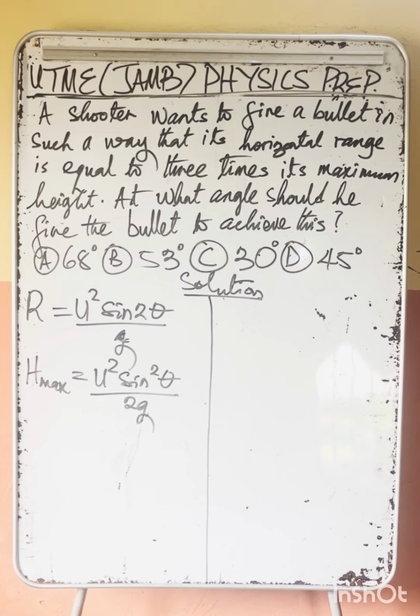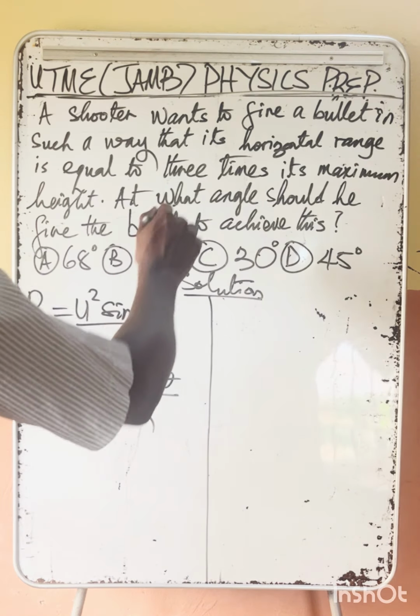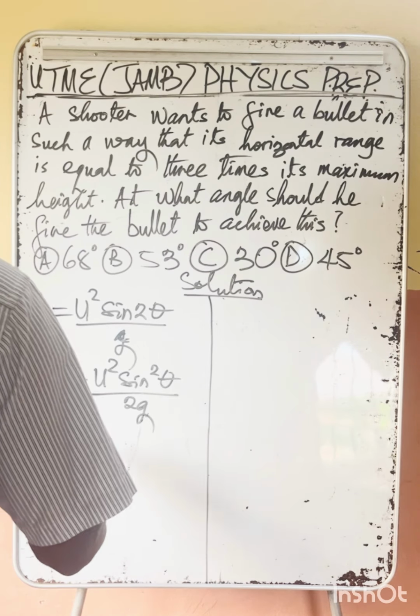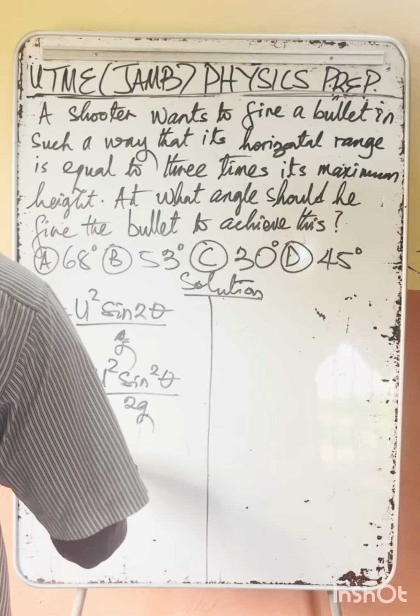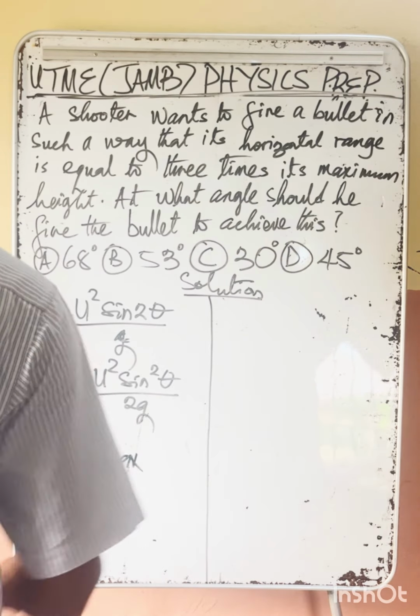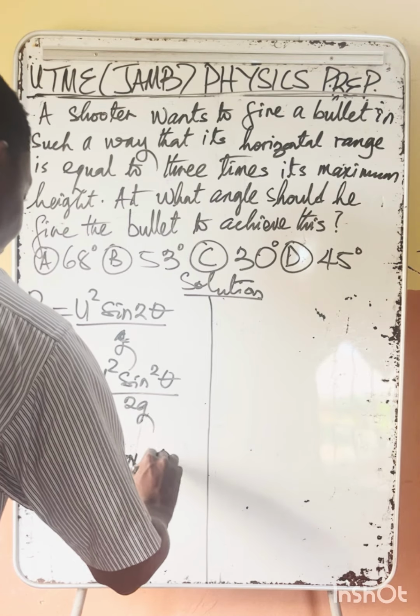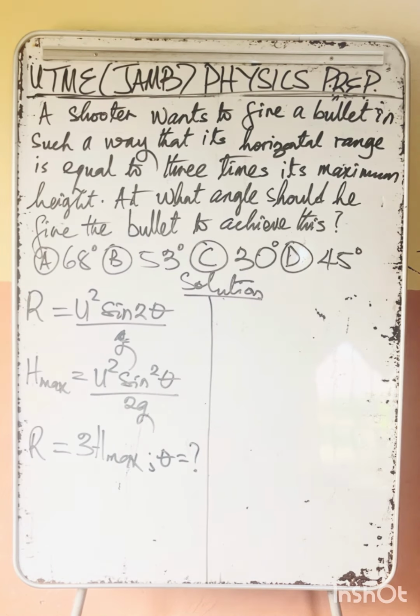So here they said that its horizontal range, that is R, is 3 times the maximum height, 3 h max, or I can simply call it h. So at what angle? We're looking for theta. All right, to do this, let's begin to interpret.